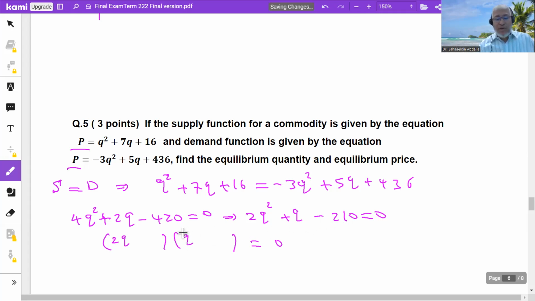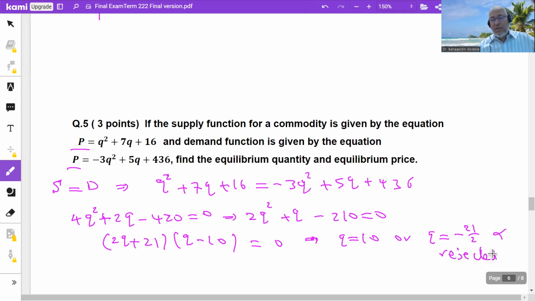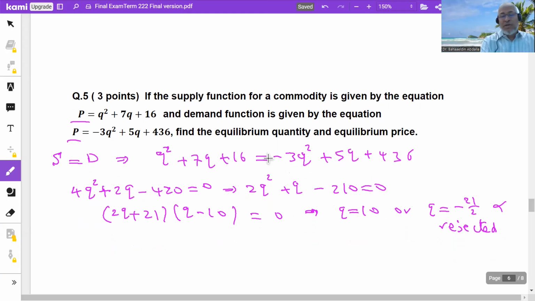Well, I have 10 times 21. If I put 10 here and 21 here, I'll have 21Q and 20Q. Good. I need it to be plus, so I'll put plus here and minus here. So 21Q minus 20Q, that's 1Q. That's the factorization. So I have two possibilities. Either Q is 10 or 2Q plus 21 is 0. So Q is negative 21 over 2. That's rejected, because quantity cannot be negative.